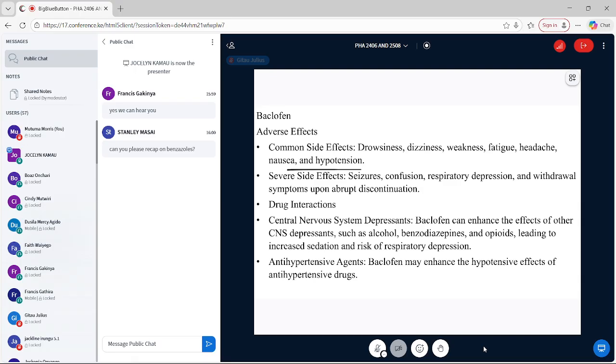As a central nervous system depressant, it can enhance the effects of other CNS depressants such as alcohol and the benzodiazepines, and the respiratory depression, especially the opioids, which cause respiratory depression. The benzodiazepines not to a very high extent, alcohol also not to a very high extent, but they can cause minimal depression, not significant on their own. But once you give them in combination with baclofen, you can have enhanced hypotensive effects of antihypertensive drugs, because we have said it can cause hypotension.